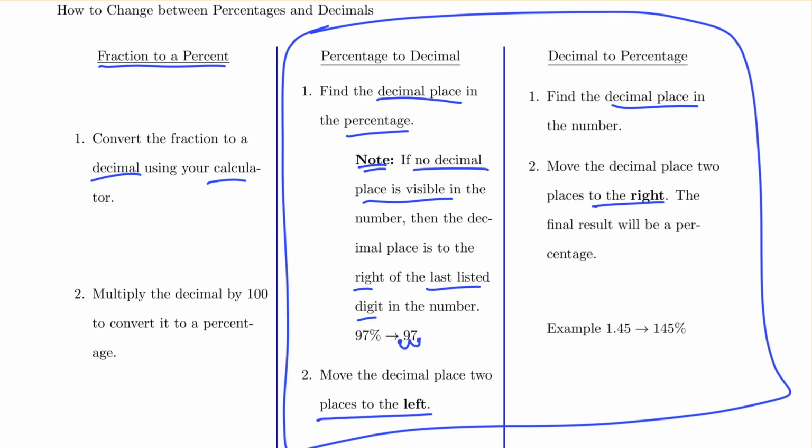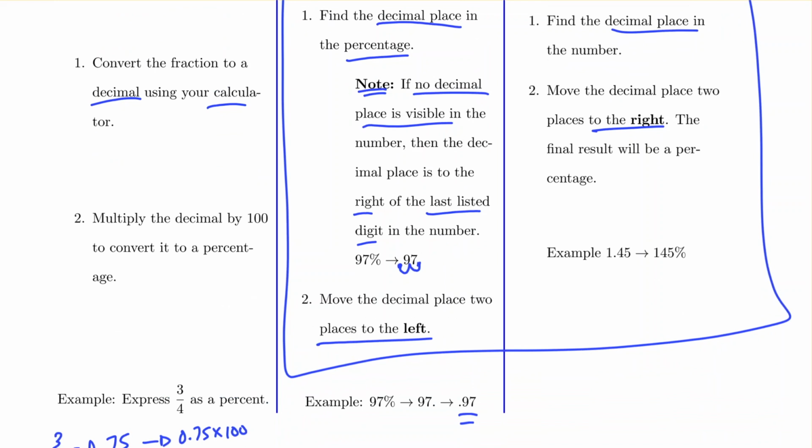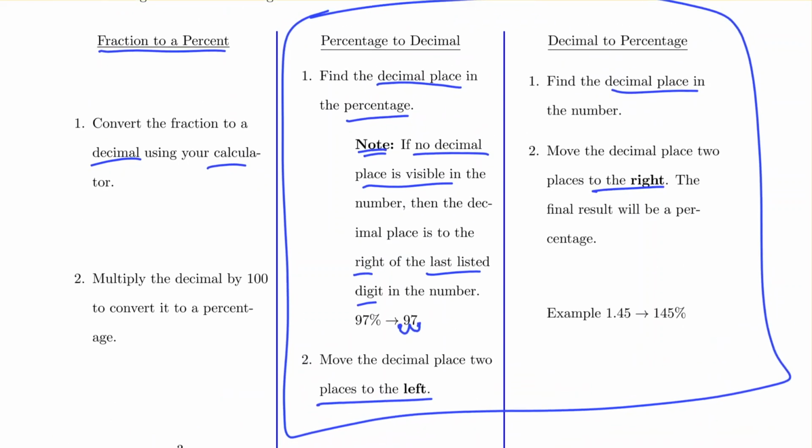The way to keep it in mind is when you're going from percentage to decimal, the resulting value will look smaller, 0.97, so you should go to the left. From decimal to percentage, the resulting number will look larger, so you go to the right. So work on those two details. Percentage to decimal, move 2 places to the left. Decimal to percent, 2 places to the right.